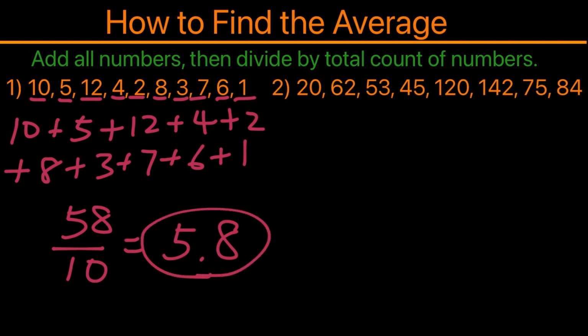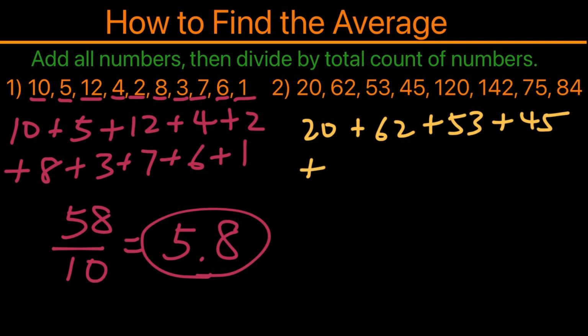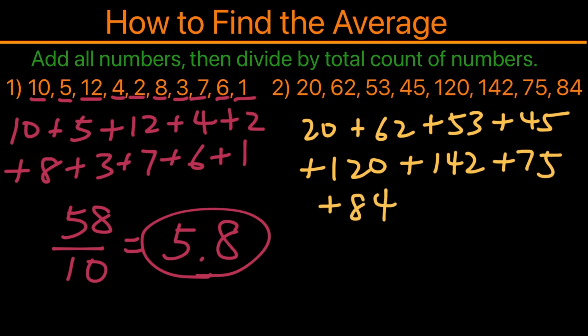Now let's look at the second example. Adding up all the numbers, 20 plus 62 plus 53 plus 45 plus 120 plus 142 plus 75 plus 84. And when inputting all these numbers into the calculator, the total would come out to 601.